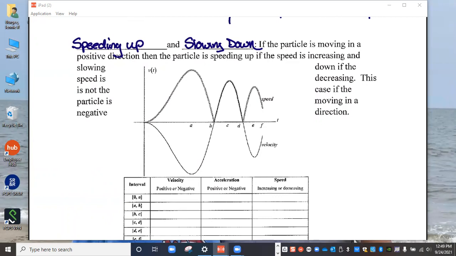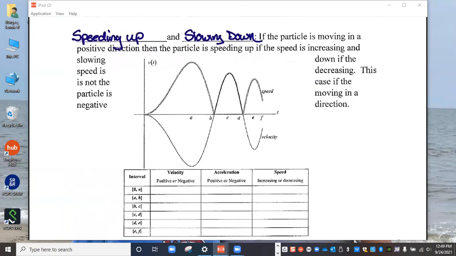The picture kind of got shifted when I Xeroxed, so let me explain in words because part of the words got covered up. To determine if an object is speeding up or slowing down, for an object to be speeding up, and I'm abbreviating speeding up with SU, your velocity and acceleration have to have the same sign.